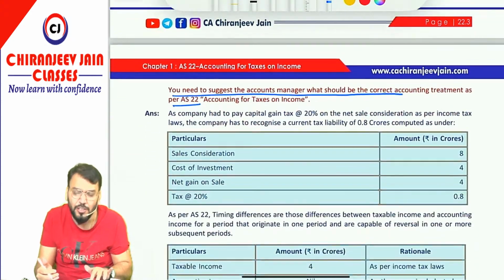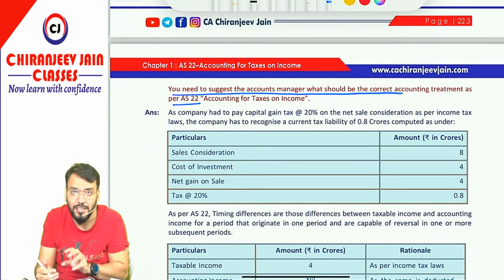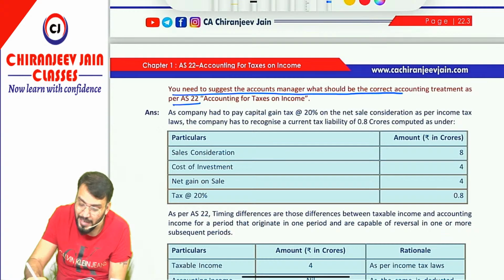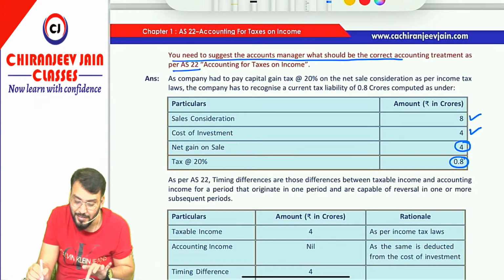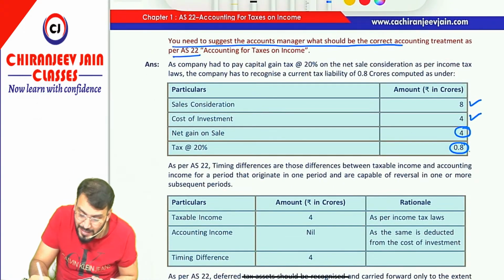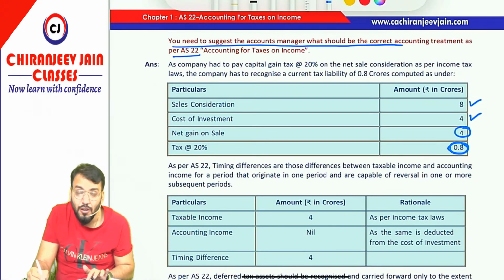First we need to find out, as per the Income Tax Act, what the current tax will be. So 8 crore minus 4 crore, so 4 crore is the taxable income. On that, 20%, the 0.8 crore will be your current tax. So the current tax will be 0.8 crore.